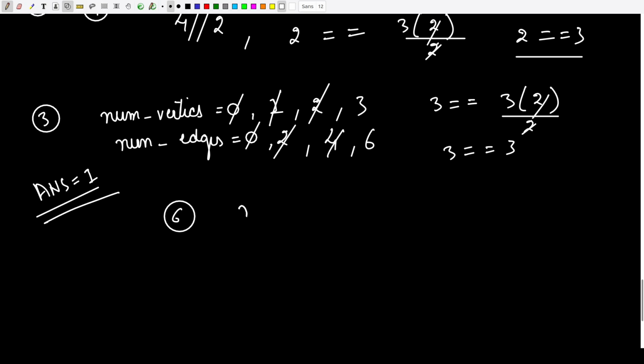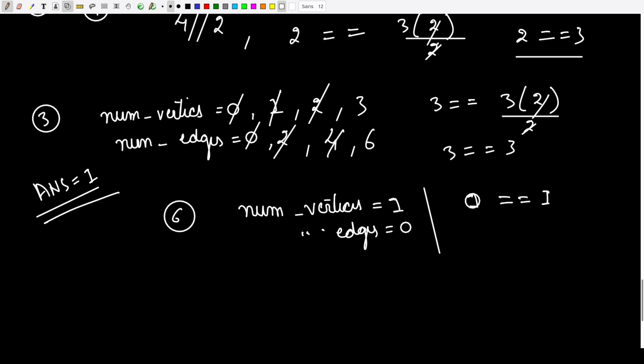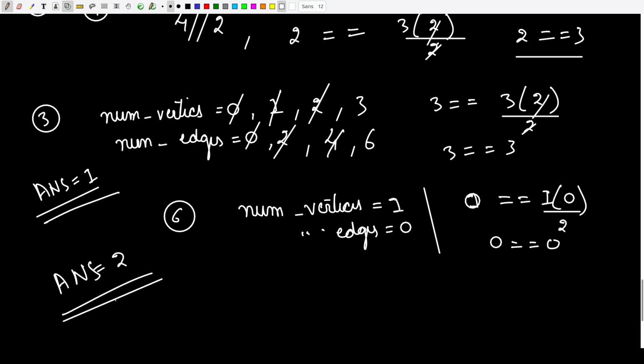Now the next node is 6, and 6 does not have any edges. So here the number of vertices will be equal to 1, and the number of edges will be equal to 0. Now let us compare the relationship. The number of edges divided by 2, which will be 0, is equal to v into v minus 1 by 2, which is also 0. So the condition holds here also, because of which our answer will be updated to 2, and this is what we are going to return. So that's the whole discussion, folks.